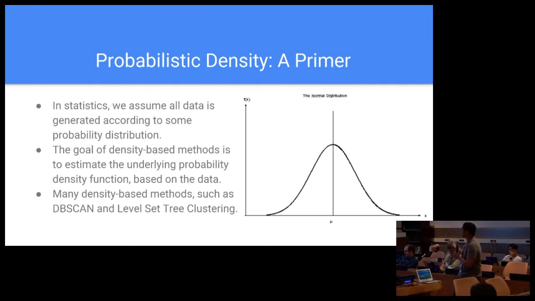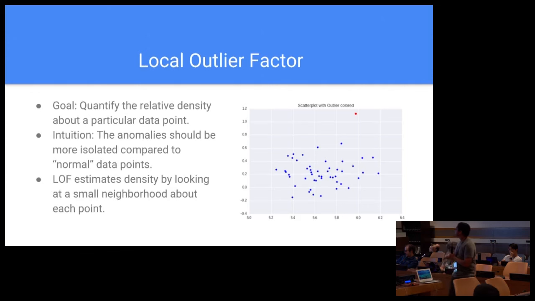And so the way we do this with local outlier factor is we're sort of going to try to quantify. So this is an algorithm called local outlier factor. It was invented in 2001. It's a very famous density-based anomaly detection algorithm, and there have been a lot of variations and spin-offs of this.